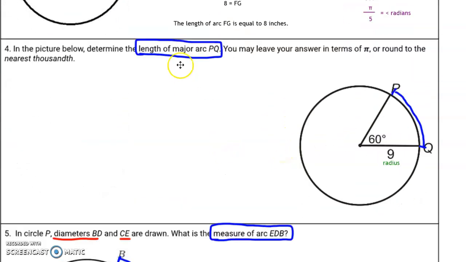For question number 4, it asks for the length of major arc PQ. Now be careful because this is minor arc PQ here. Major arc PQ is going to be the arc all the way around the circle the long way. So careful with that. It tells you you can leave the answer in terms of pi or round to the nearest thousandth. I think I'm going to show you both.